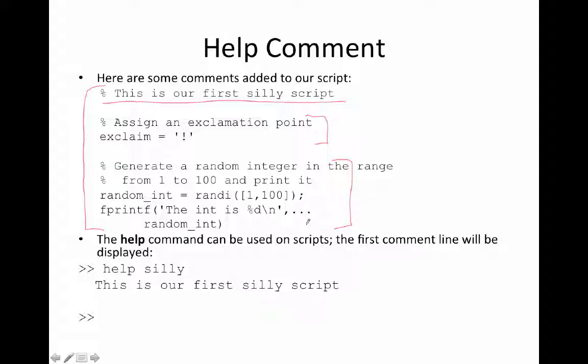Now the help command can be used on built-in functions, but it can also be used on code that you write. So if we type help silly, notice that what comes out, what gets printed here, is the very first comment line from the code file that says this is our first silly script. So it's actually worth it to make that first comment something that really is useful, something that really tells what the code is actually doing.